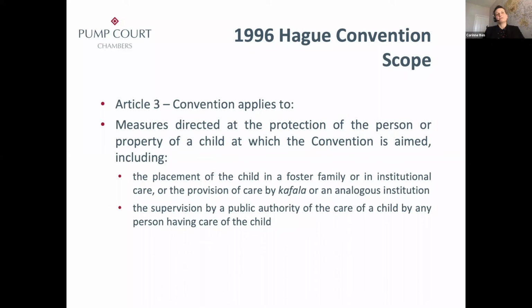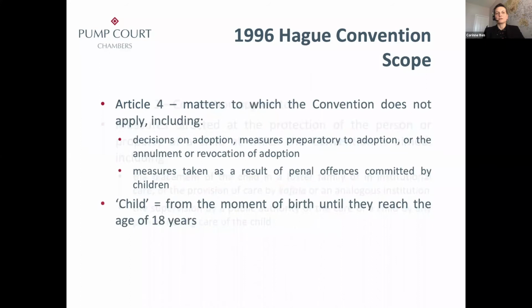Looking at the contents of the convention itself then, the scope is dealt with in Article 3. The convention applies to measures directed at the protection of the person or property of a child, including the placement of the child in a foster family or in institutional care, or the provision of care by kafala or an analogous institution, and the supervision by a public authority of the care of a child by any person having care of the child. So there's very little doubt, if anyone needed confirmation, that it does apply to care proceedings.